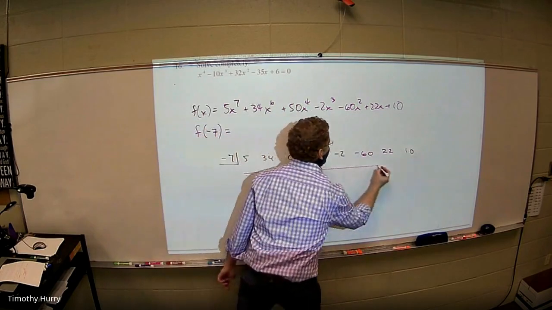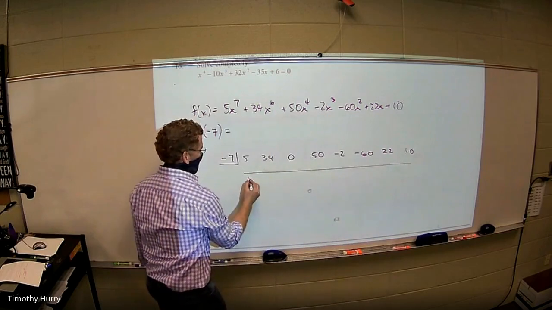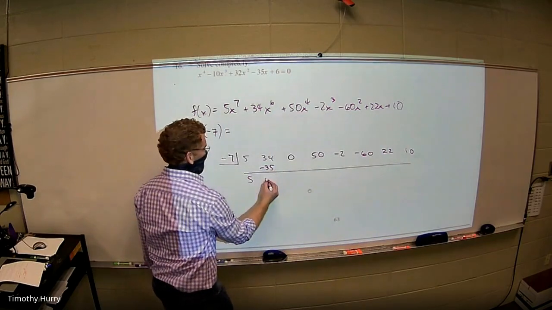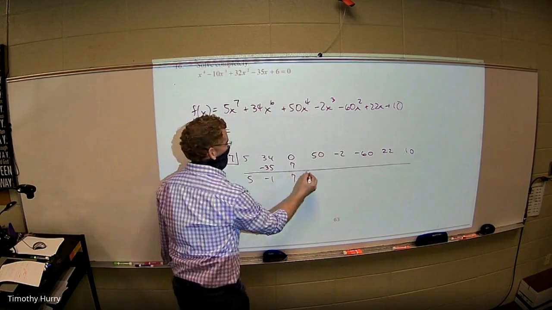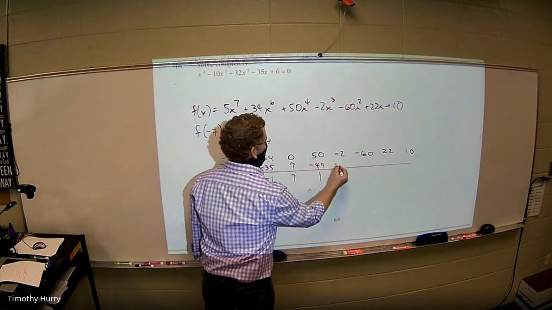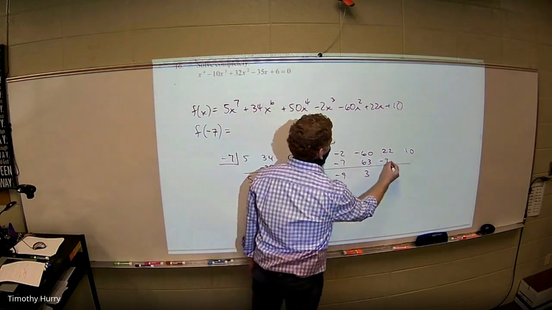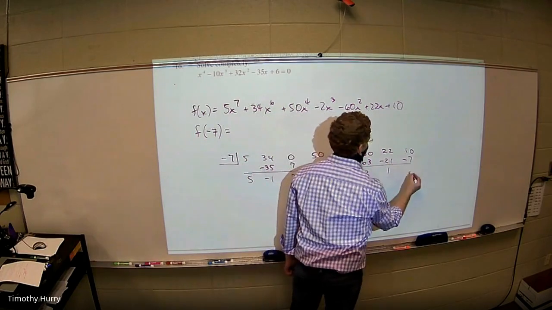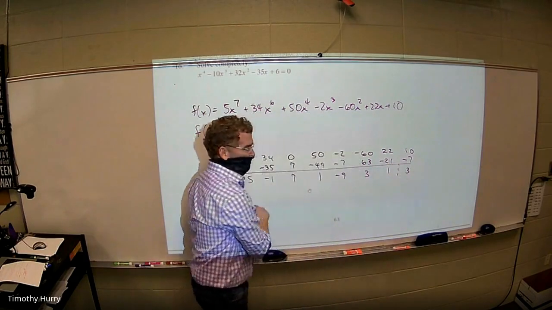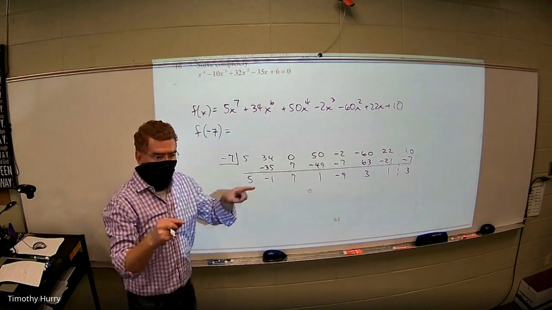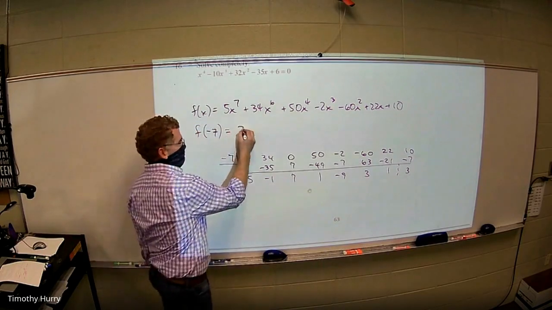All right. 5, negative 35. Negative 1, 7. 7, negative 49. 1, negative 7. Negative 9, 63. 3, negative 21. 1, negative 7, 3. Don't circle the polynomial. It's the remainder. It's the same as this.